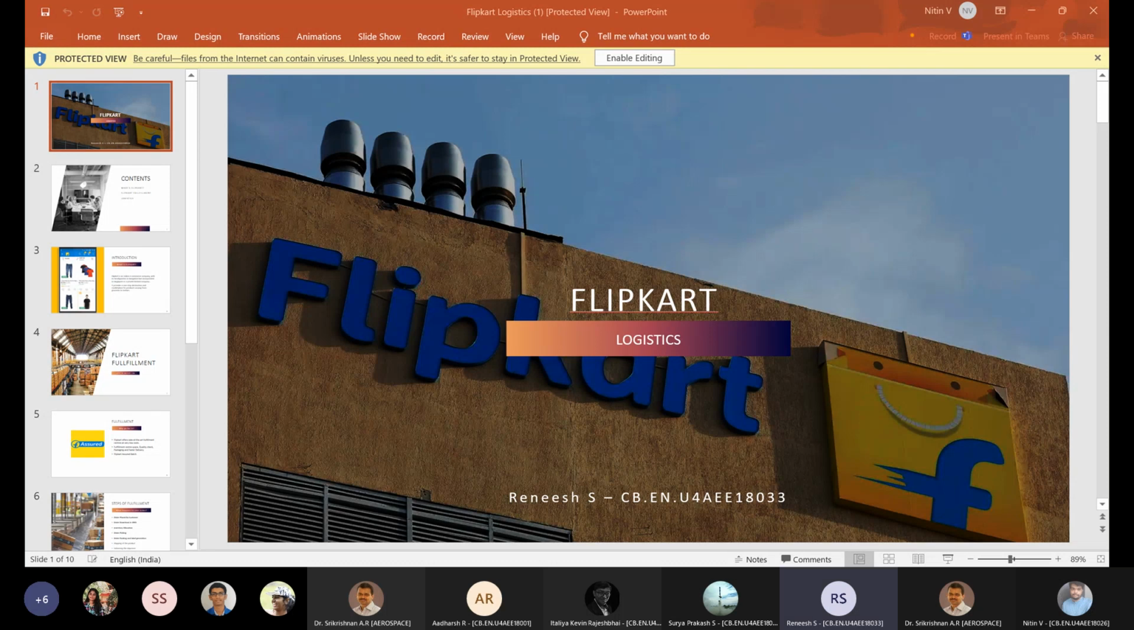I'll start. Good morning, everyone. I am Renish from Team 2. I'll be presenting today's presentation about the logistics of Flipkart. Next slide.